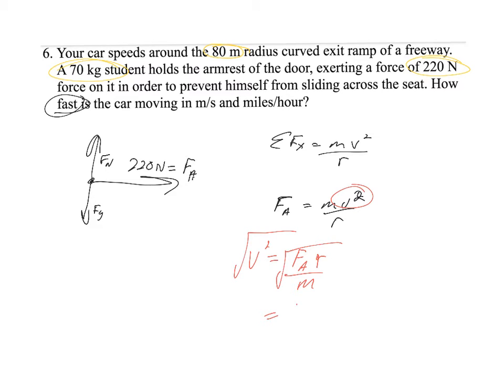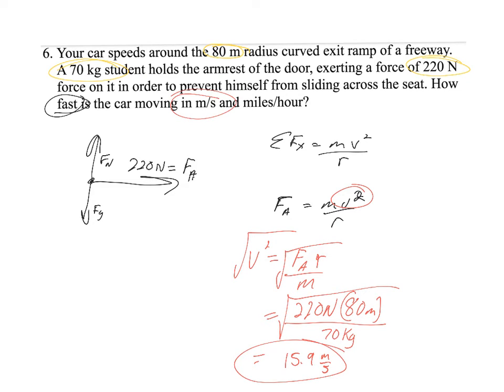So the force applied was that 220 newtons. The radius was 80 meters. And then the mass was 70 kilograms. And we'll square root that. So let's throw it in the calculator. 220 multiplied by 80 divided by 70. Square root answer. And I get 15.9 meters per second. And so that's the first one, meters per second.